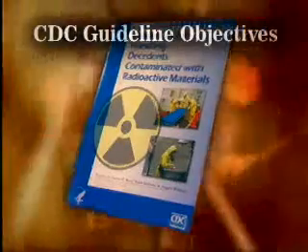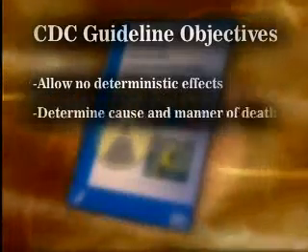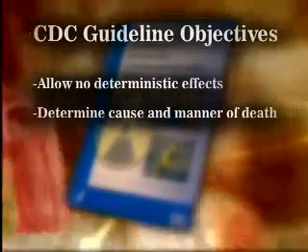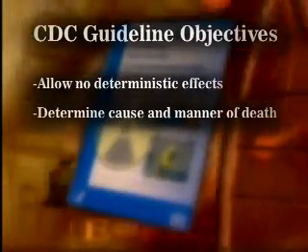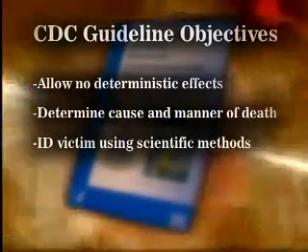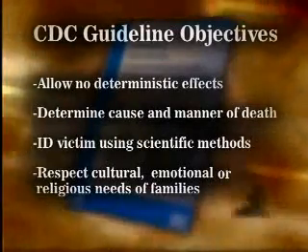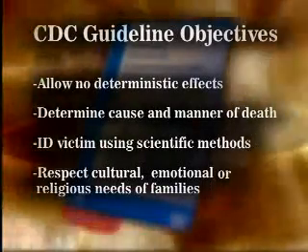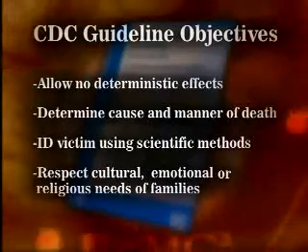The objectives of CDC's guidelines are as follows, listed in priority order. Under no circumstances should anyone receive enough radiation to cause a deterministic effect. Medical examiners, coroners, and their staff may receive some amount of radiation in order to conduct an investigation to determine the cause and manner of death and allow for victim identification using scientific methods. Funeral directors may receive some amount of radiation in order to respect the cultural, emotional, or religious needs of bereaved family members. Family members or the clergy may receive some radiation exposure for the same reasons.